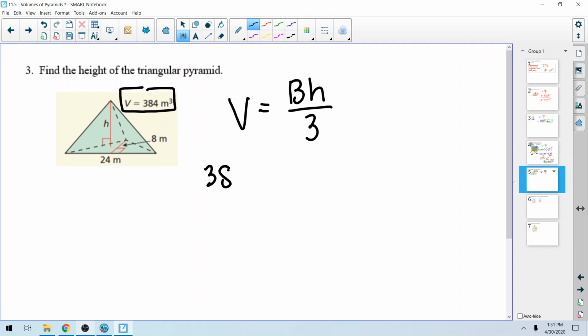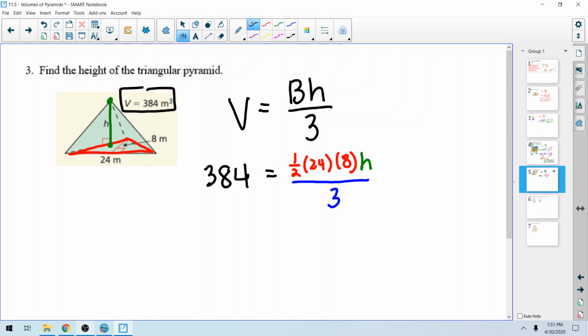So 384 equals area of the base. Okay, well, the area of the base. The base is a triangle, and the area of a triangle is 1/2 times the base of the triangle, 24, times the height of the triangle, 8, times the height of the pyramid, which I don't know, divided by 3 because it's a pyramid. And now we have that formula, and we have to solve that for h.